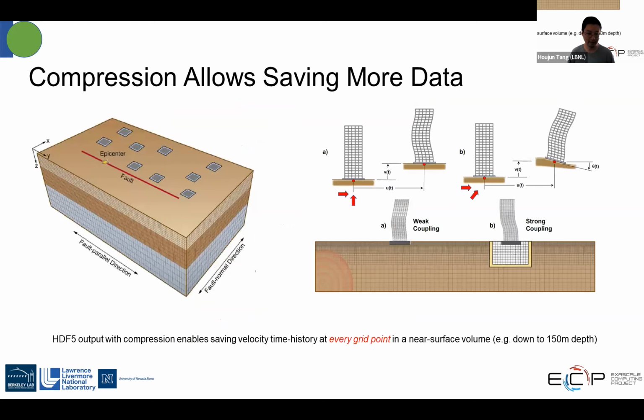So before we had compression in the EQSIM workflow, to run an application we had to manually calculate or determine a few locations that seismologists or structural engineers are interested in, and then specify them before we run the application. That is mainly because a large-scale simulation run usually produces a lot of data, and without compression we were not able to save all of it.